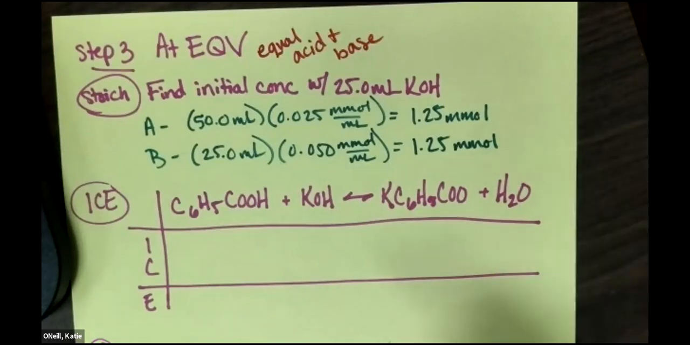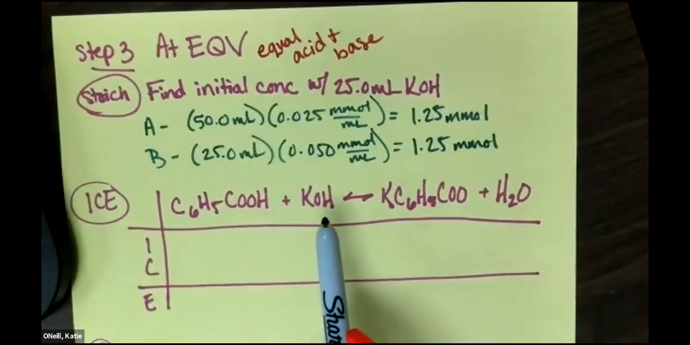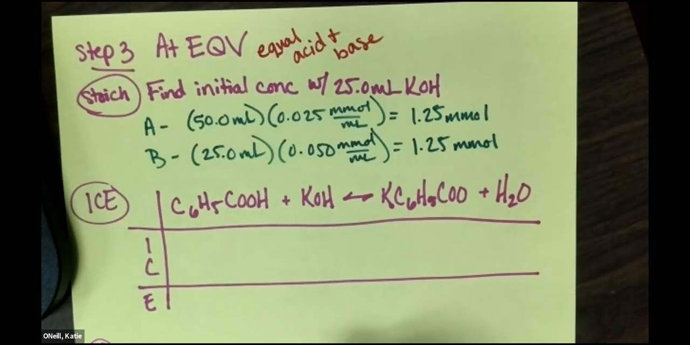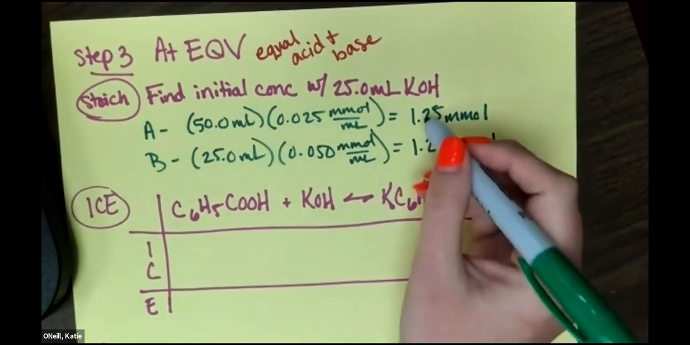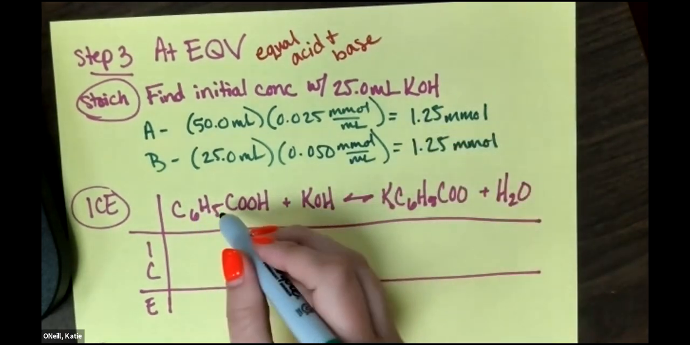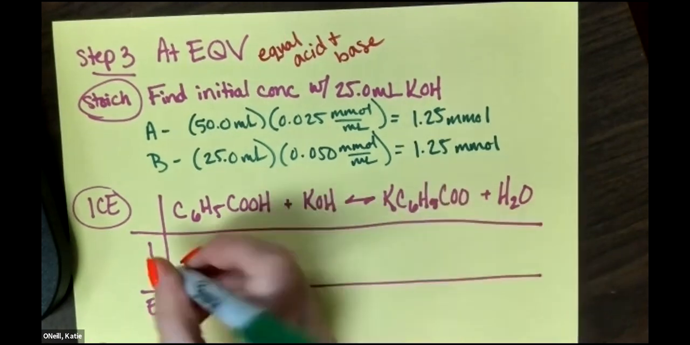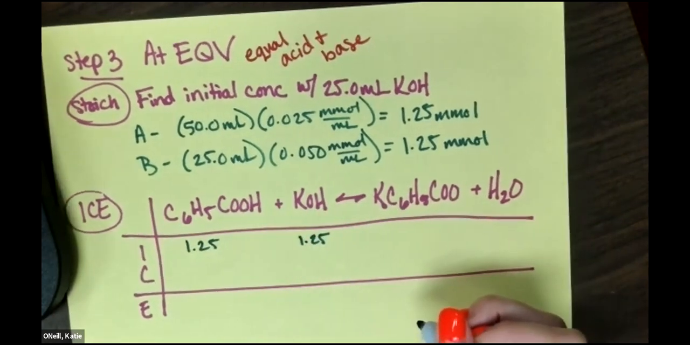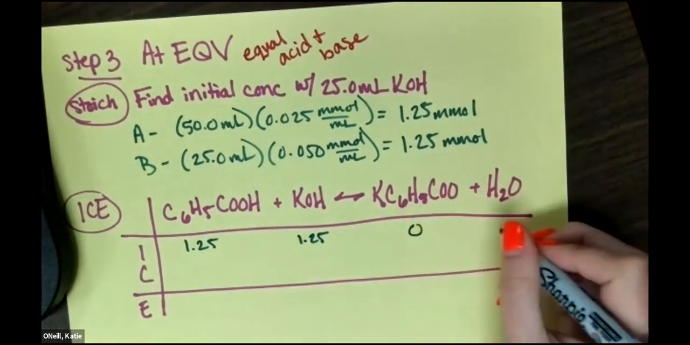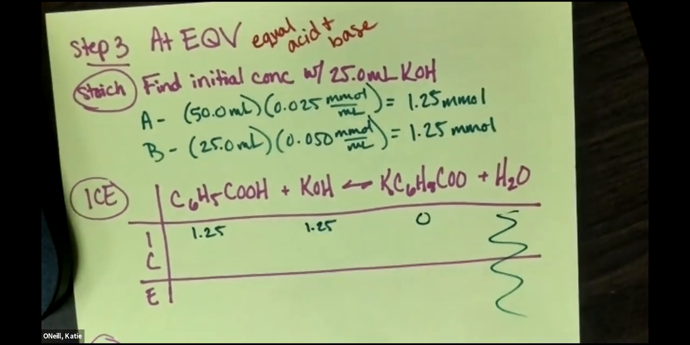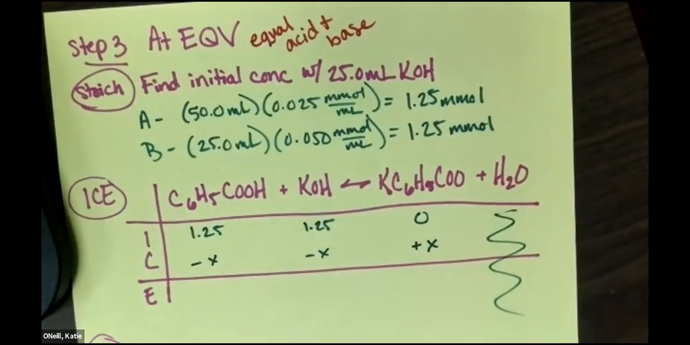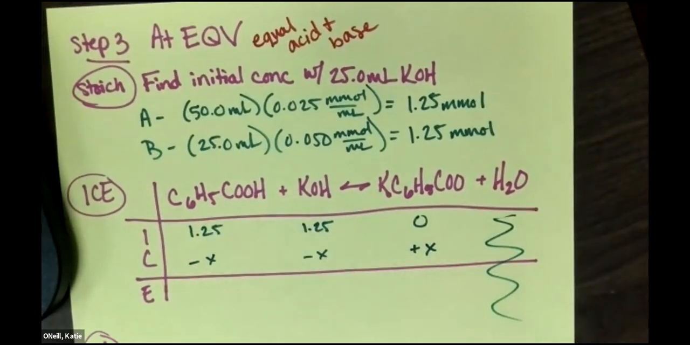So now we want to write our reaction for the icebox, including both the acid and the base to form the salt and the water, where all of these things are playing a role. So my initial concentrations for both the benzoic acid and the potassium hydroxide are 1.25, where we have 0 of our product, and we don't care about the water. So we're decreasing by X and increasing by X, just like normal. 1 mole of everything.